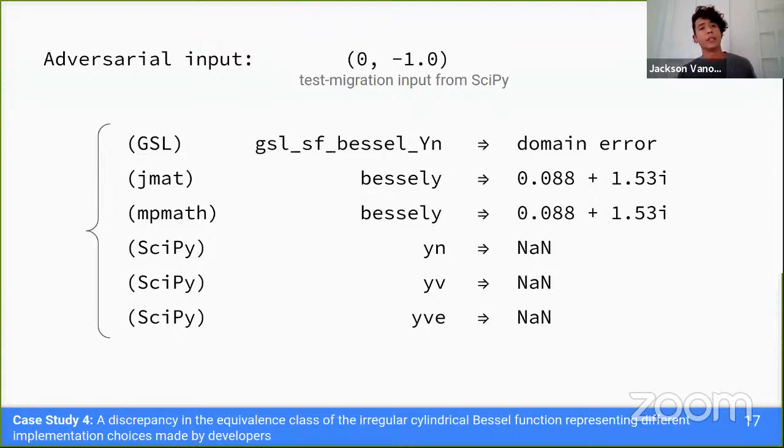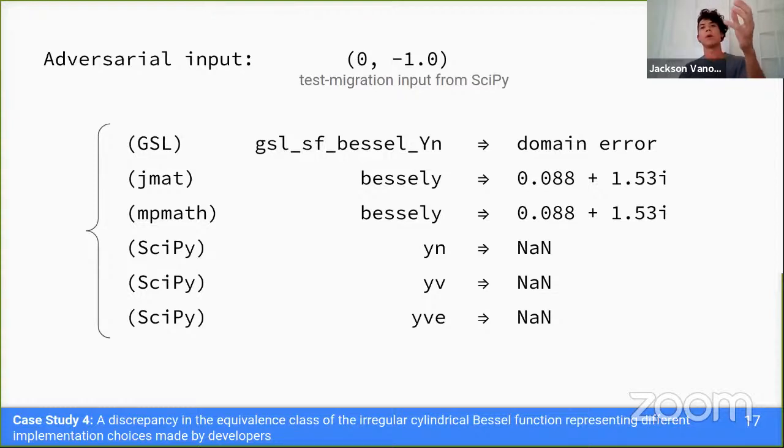And then this last case study here is a discrepancy in the irregular cylindrical Bessel function that we observed with a test migration input that came from SciPy. What's interesting about this example is that it is not necessarily indicative of buggy behavior. So the differential tester, when it sees this, is going to automatically categorize it as the lowest priority. And these are the ones that are automatically dropped when we perform that reduction before we look at the set of discrepancies manually. The reason for that is that this is illustrative of an important point, which is that there are different implementation choices made by developers.